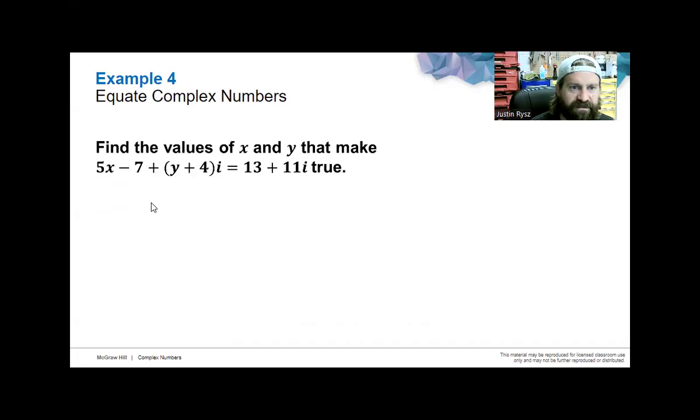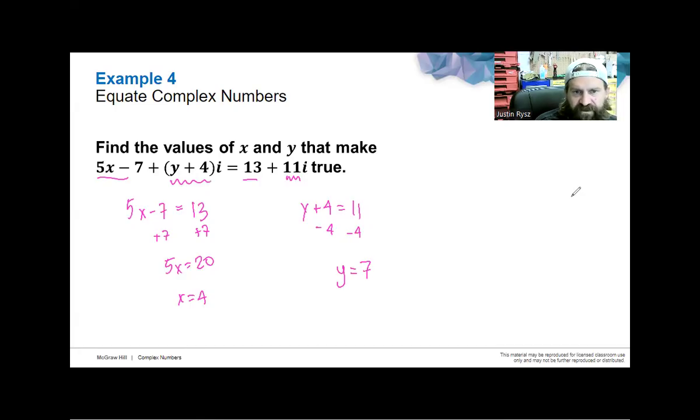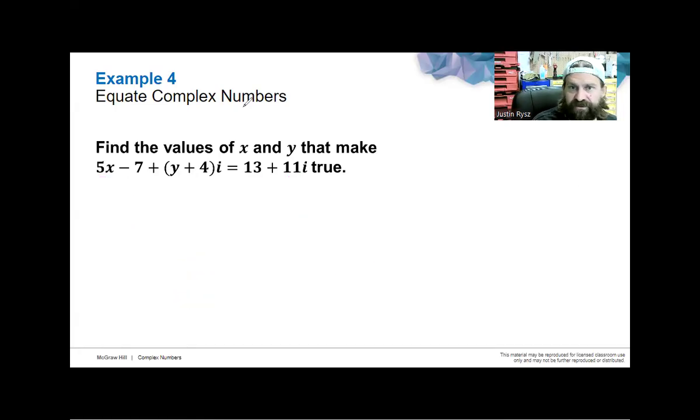So we'd have to go through and see, okay, 5x minus 7 is going to have to equal 13. That's the real part. And then the imaginary part here is going to match up with the imaginary. y plus 4 would have to end up equaling 11. So if we go through here, add the 7 over, 5x would equal 20, divide by 5, x would have to equal 4. And then over here on the other side, just looking at the imaginary, we subtract the 4 from the 11, and it would be 7. Not too bad. So just remembering here, we keep reals with reals and imaginaries with imaginaries.